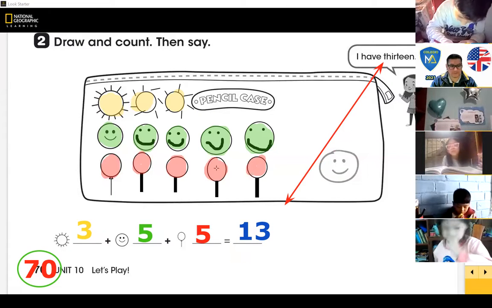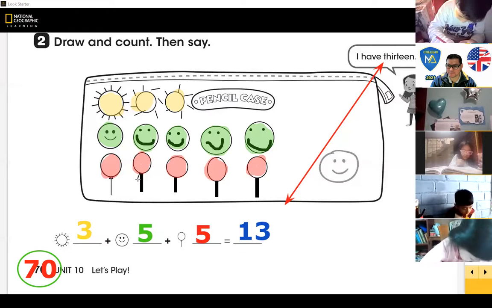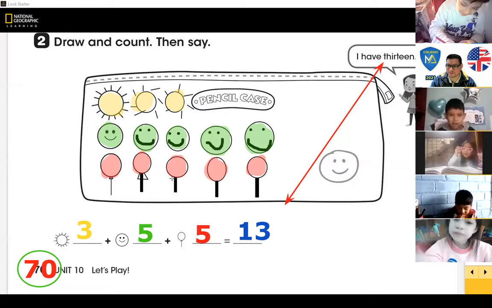So you work on this part, please. Work here.